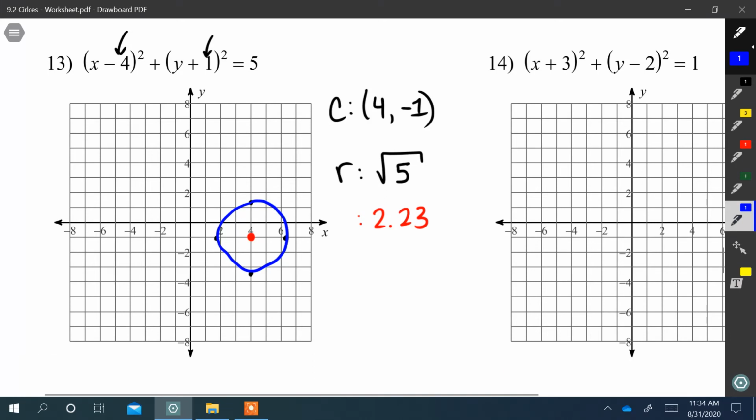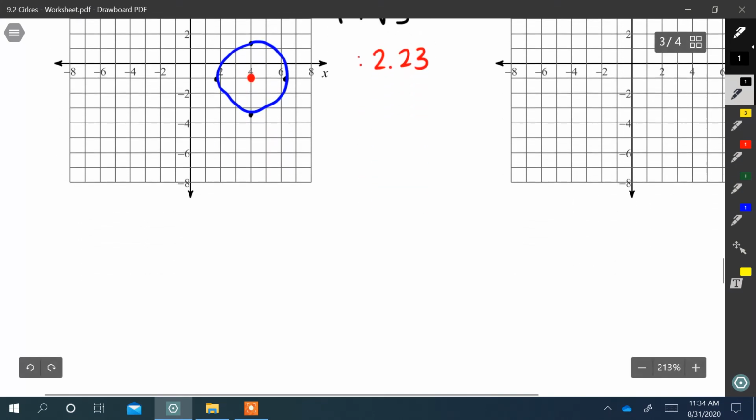My circles are terrible, by the way, so hopefully you can draw better circles than me. All right, let's keep going. We're almost done, guys.